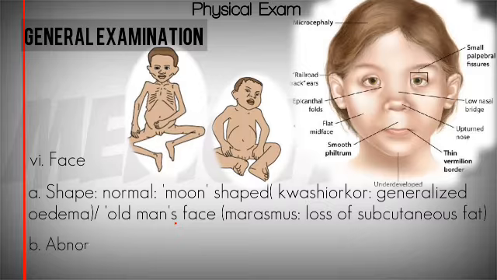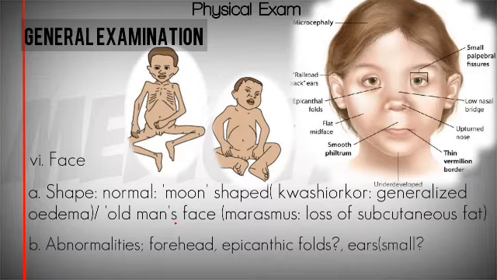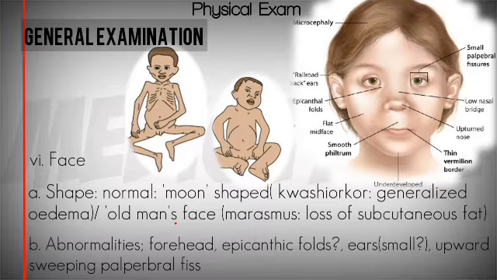Other abnormalities of the face are on the forehead, on which we can find epicanthic folds, and also the ears. Check if they are small or normal. And also we look for upward sweeping palpebral fissures, and we check the nasal bridge.